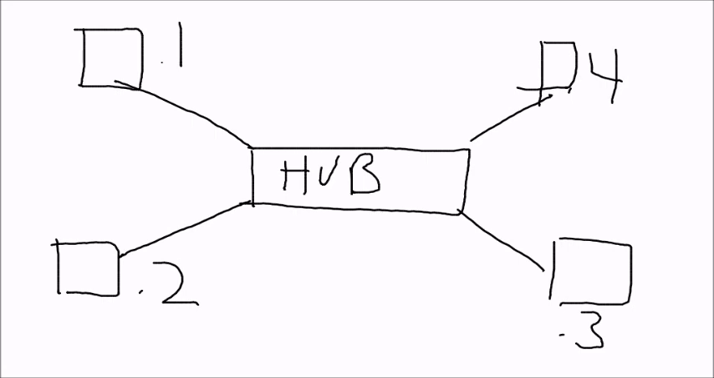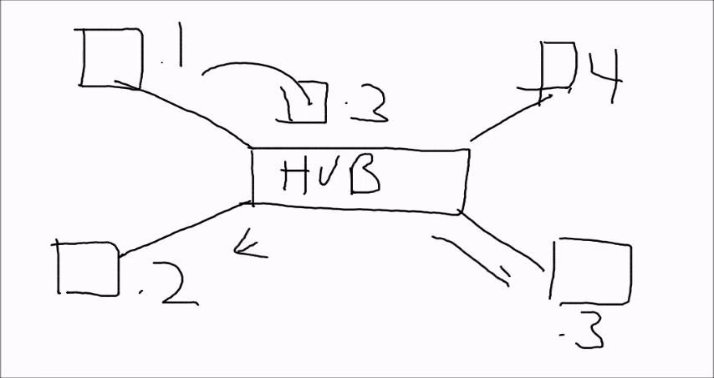So now, if dot 1 sends a message, what happens is the hub gets the message. It says this message is addressed to dot 3, and the hub repeats the message. It sends the message out to everyone. Okay? And it's the same as before. When dot 3 sees the message for him, he listens to it. Everyone's getting the dot 3 message. Only dot 3 is paying attention. Okay?